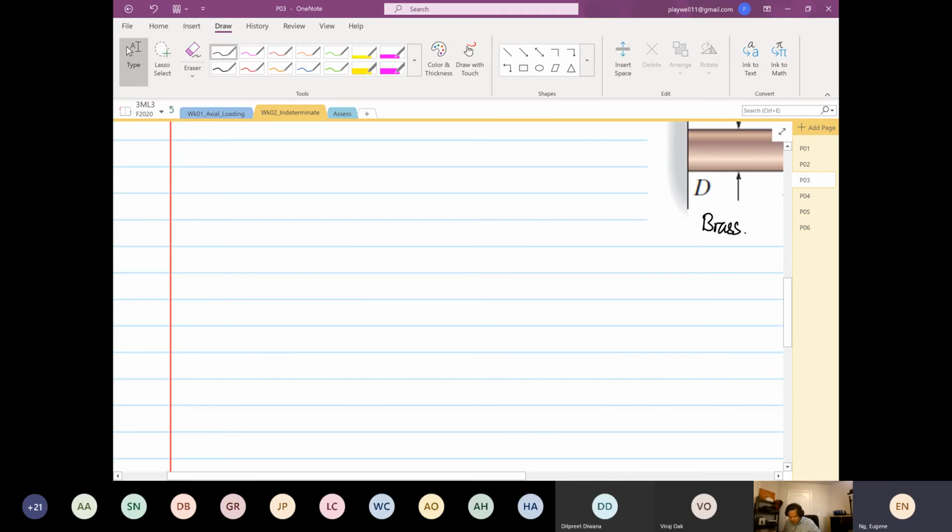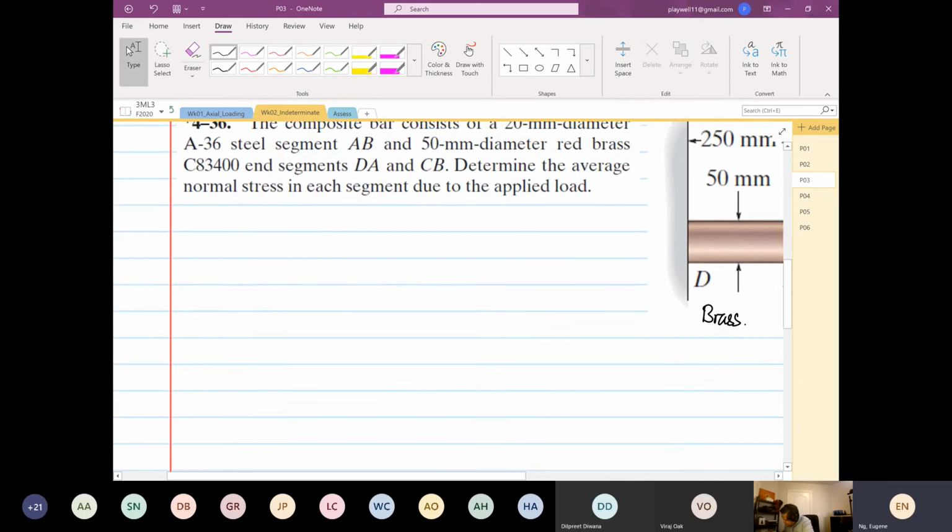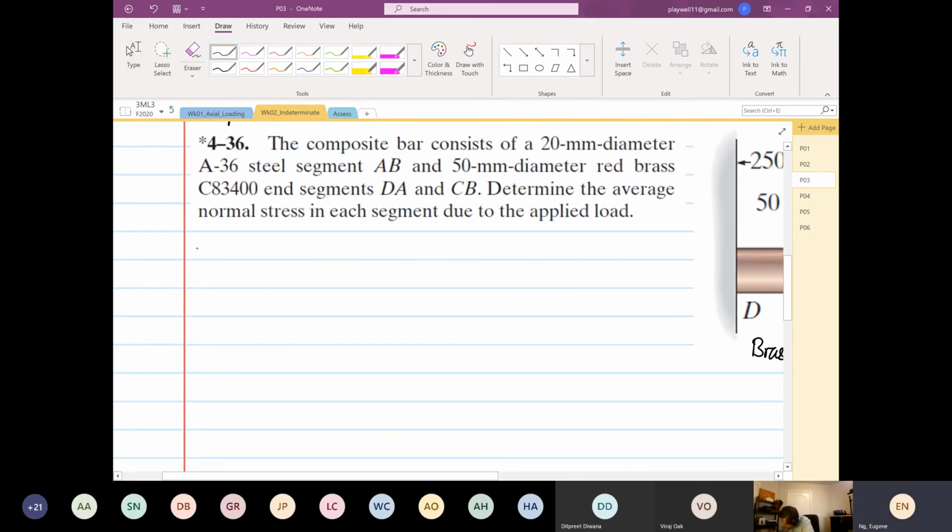But before we go on, I will highlight the Young's modulus. E of brass is equal to, for this case, 101 gigapascal. And the E of steel, I'm going to do 200 gigapascal.